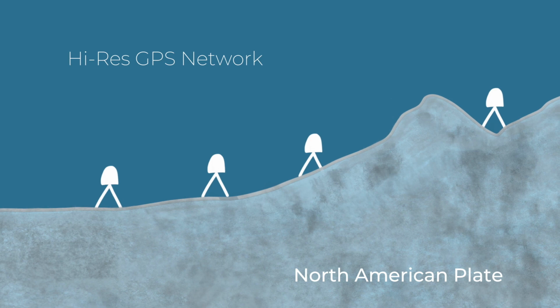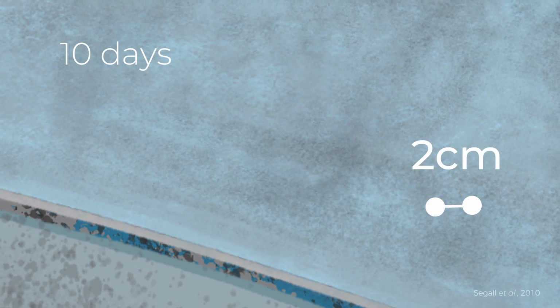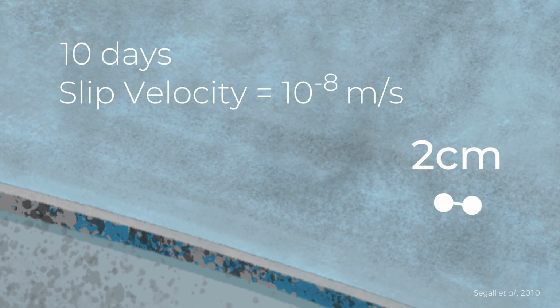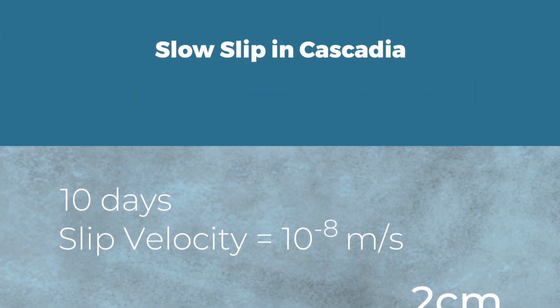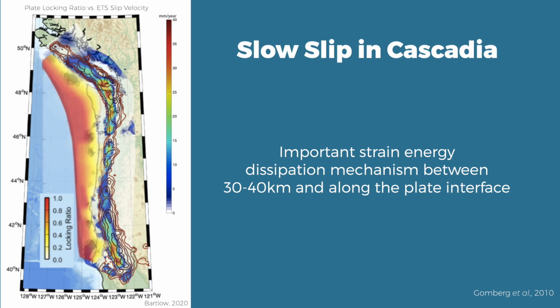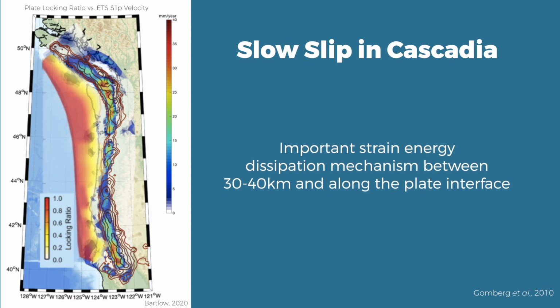To get an idea of just how slow the motion is, Segal et al. suggests that slip in Cascadia is typically only 2 centimetres over a 10-day period. This means slip velocity is in the order of 10 to the minus 8 metres a second. Slow slip is an extremely important strain energy dissipation mechanism outside of the lock zone, allowing stored elastic energy to be released, particularly along the plate interface.